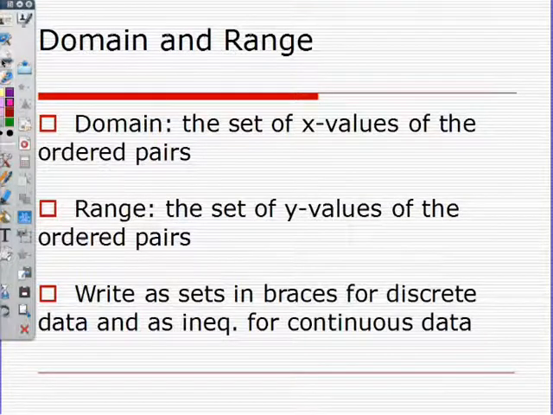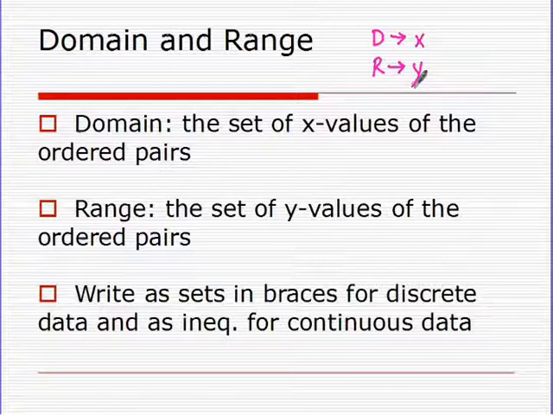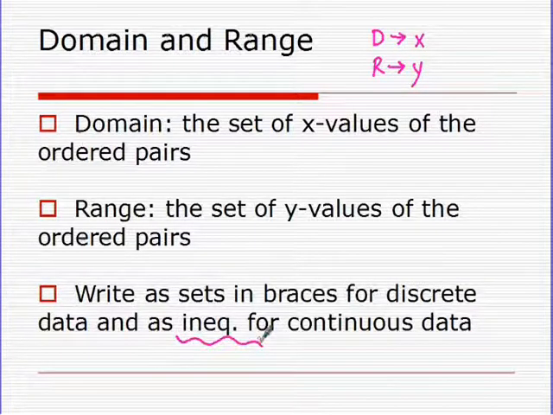For me, the easiest way to always remember it is that domain comes before range in the alphabet, and x comes before y in the alphabet. So D comes before R, right, X comes before Y. Right, they're in alphabetical order, both of them. And then we write them as sets in braces for discrete data. And then the tricky part, this is probably the hardest part of this whole lesson, is to write them as inequalities when we have continuous data. And we'll do an example of that in just a moment.